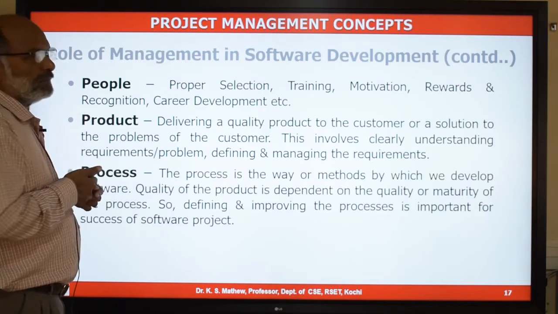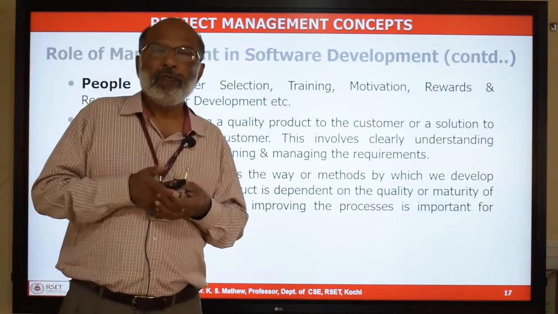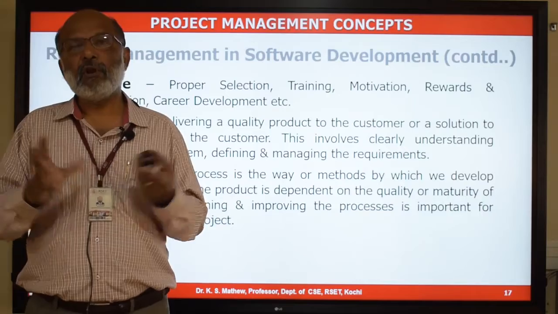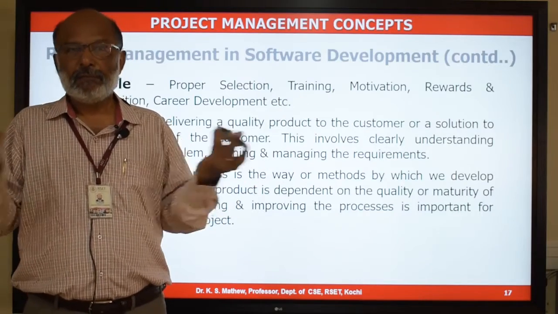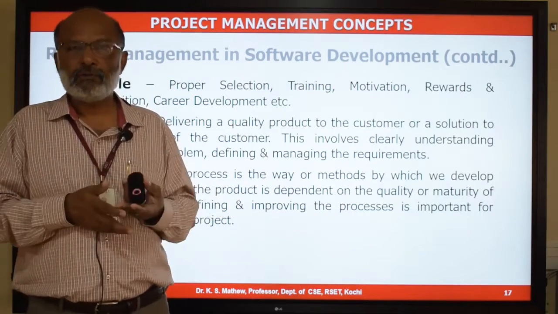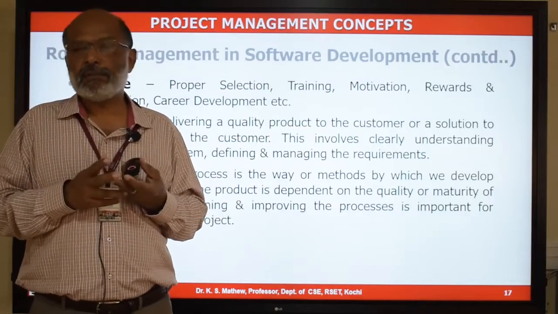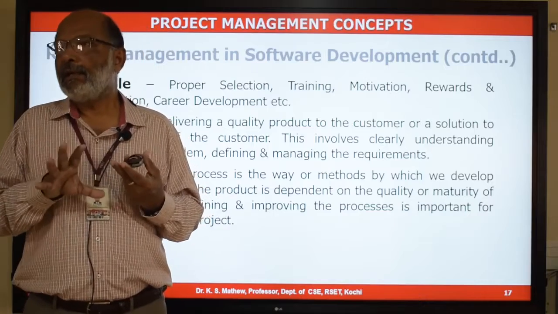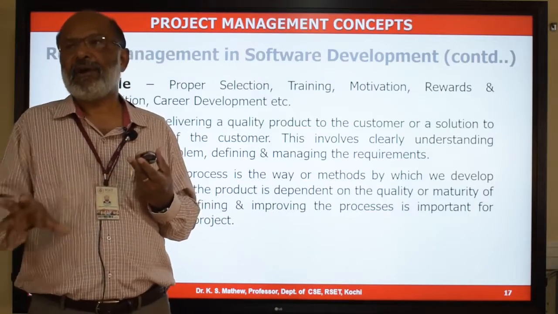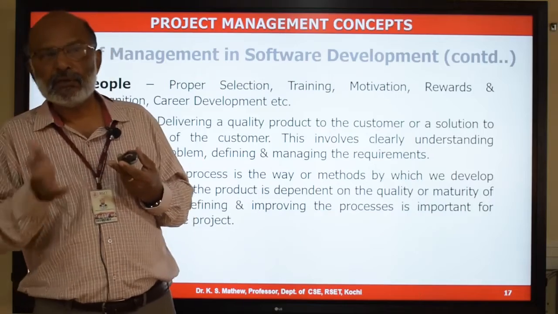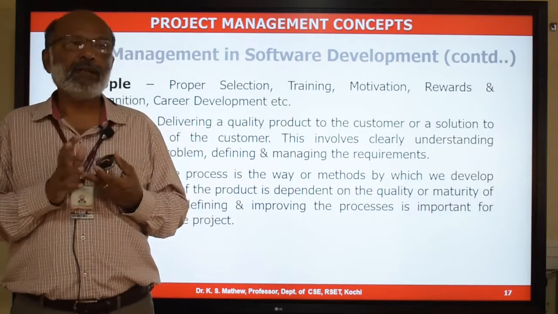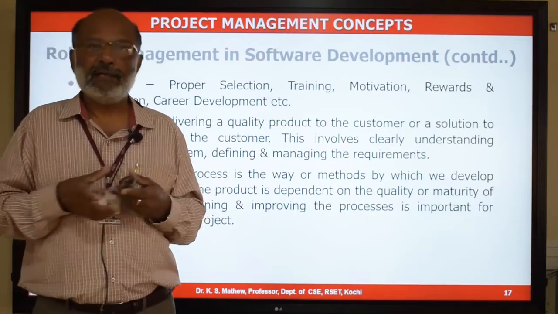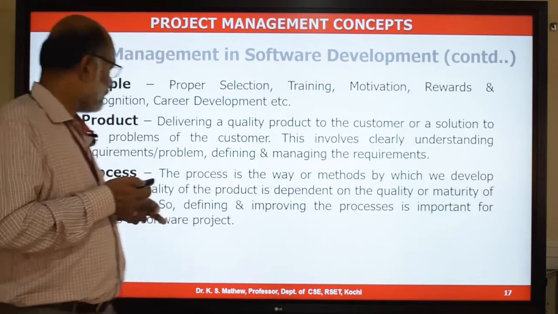And the third factor is process. If you have a matured, perfect process, the product that comes out of the process will also be perfect, defect free. If your process is defective or not mature, the product that comes out of the process will also be defective. So you need to have a proper process defined for software development and continuously improve that process, so that the products that come out of your organization will be of high quality, defect free products.